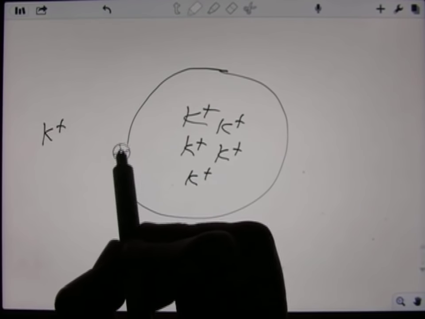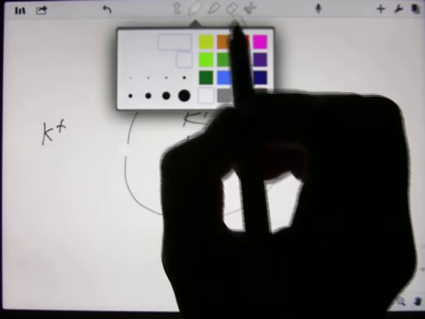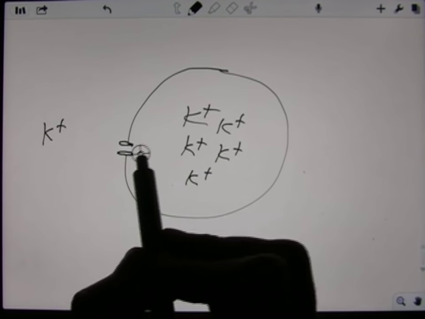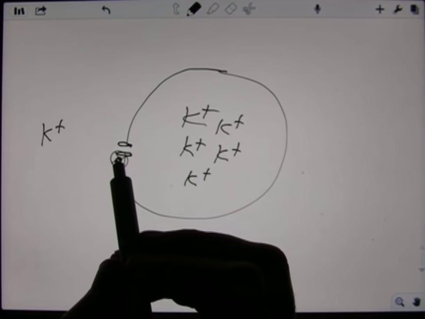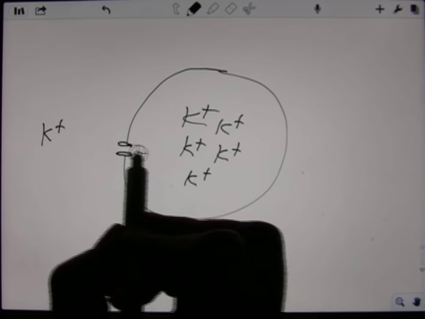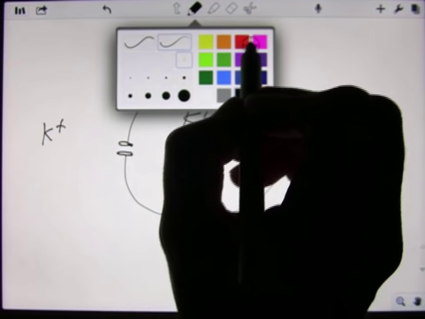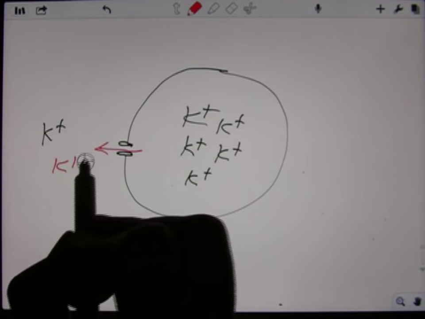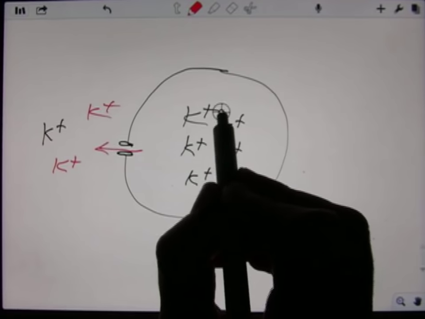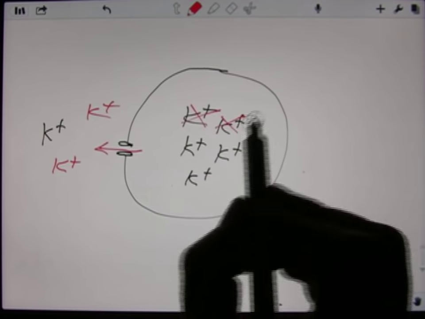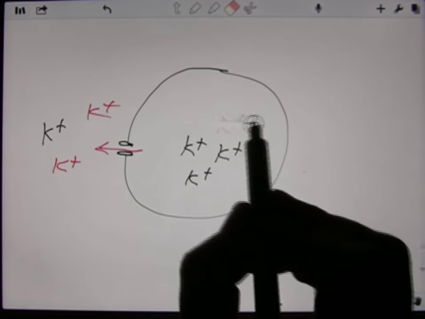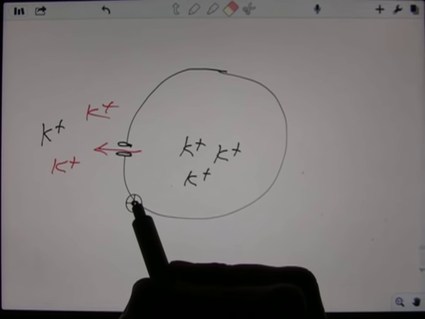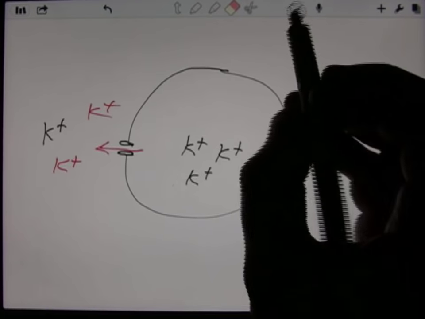if we put a channel in here, an opening in here, that allows potassium, K plus, to cross and nothing else, what we'd expect is the potassium to leave until we had exactly the same concentration inside as outside. In other words, we'd expect to have three potassiums, as I've shown it here, inside, and three potassiums outside.